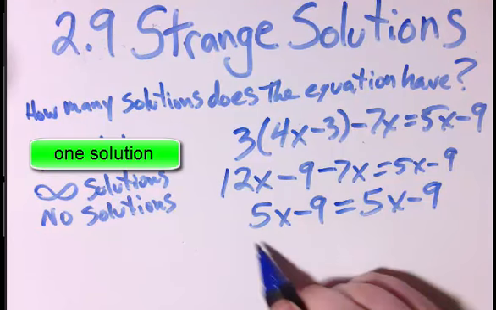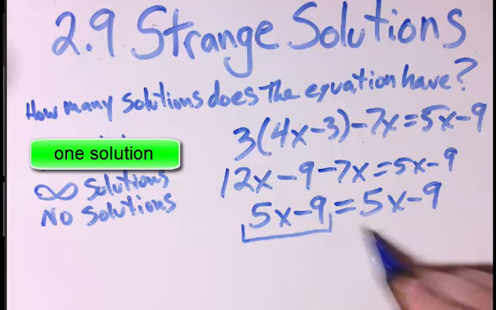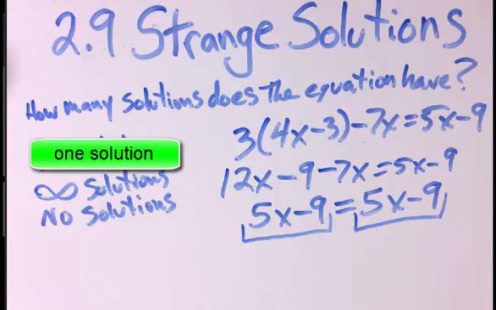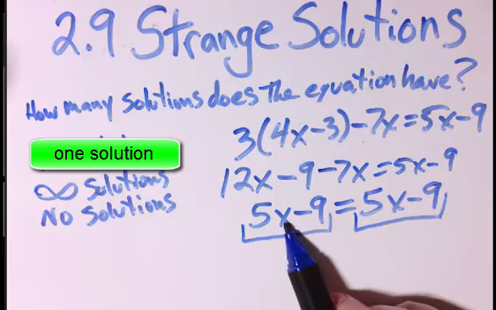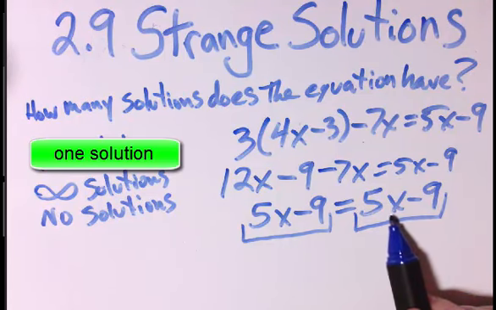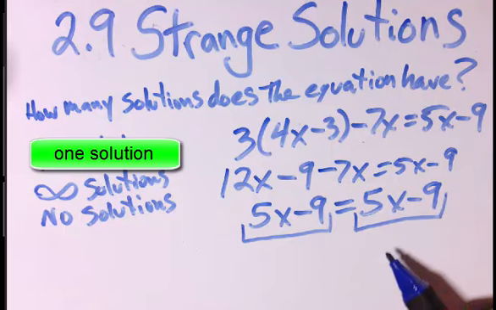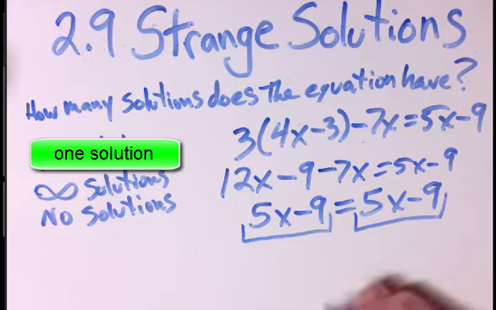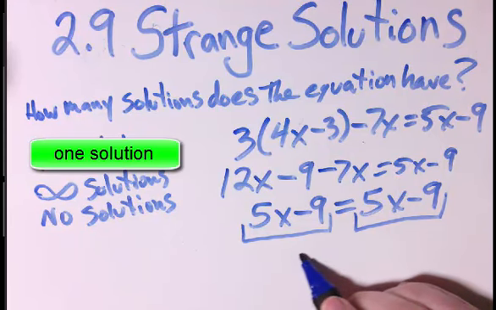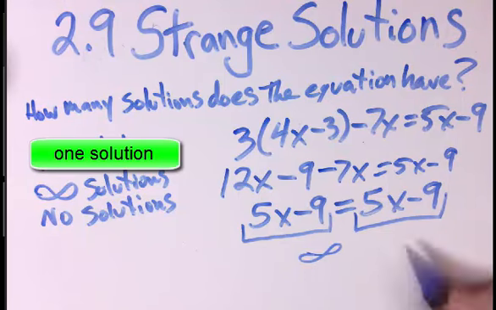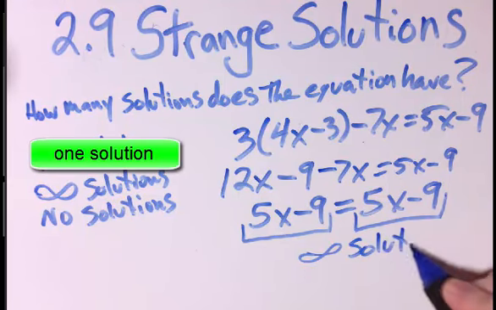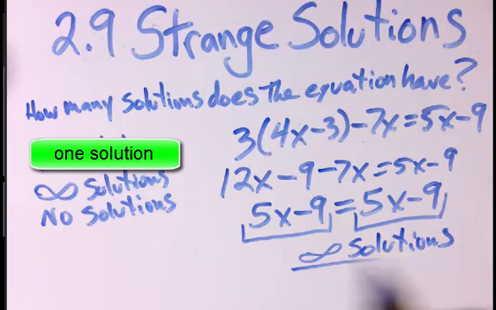So when you get here and you notice that you have the exact same numbers in the exact same order on both sides, no matter what I put in for x, the two sides are going to equal each other. So if x is 1, you're going to get the same answer on both sides. If x is a fifth, you're going to get the same answer on each side. So when you see that, you don't even have to go any farther than this. You know that this is going to have infinite solutions, because no matter what number you put in for x, you're going to get the same answer on both sides.